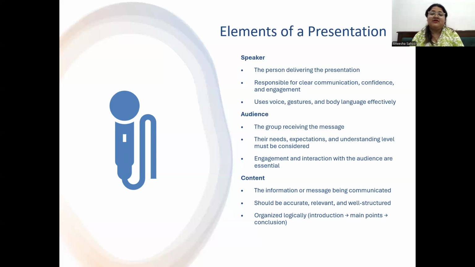So next, after the speaker, after the audience, the important part is content. What is the content? The information or the message being communicated. It should be accurate enough, relevant enough, and well structured, organized logically. For example, the presentation should have an introduction, the main points, and then a proper conclusion. So the content is very important, and to create content, you have to specifically understand the audience type and their understanding level.